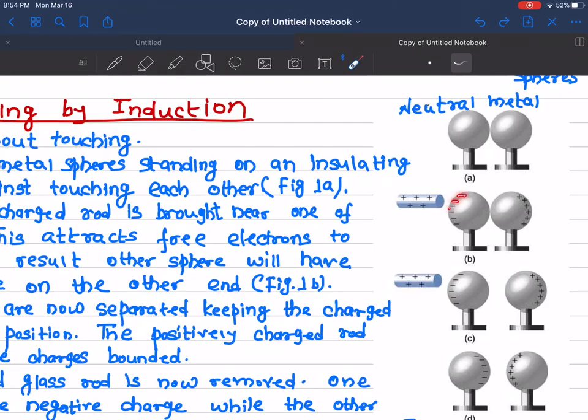Now all these charges are called bound charges. And why do we call them bound charges? Because these charges cannot move as long as we have this glass rod here. This glass rod is holding these negative charges in place. It's not allowing these free electrons to move anywhere. That's the reason we call this a bound charge.